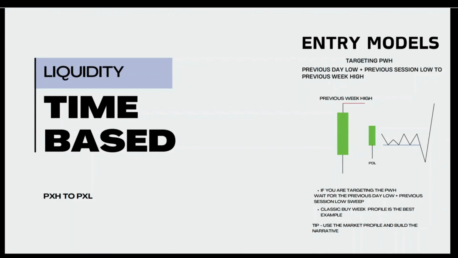You can just frame the previous day low to the previous day high as well as the previous week high, which is an important thing where you can frame the previous week high draw on liquidity by simply framing the model previous day low to the previous week high. That's all. So if you're targeting the previous month high, wait for the previous week low to get swept and frame the model according to that. A classic buy week profile is the best example here. Remember the weekly profiles in the previous video.